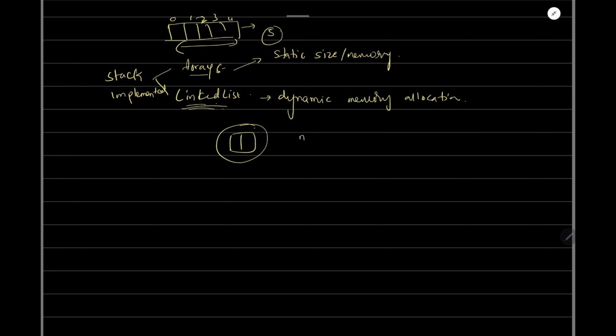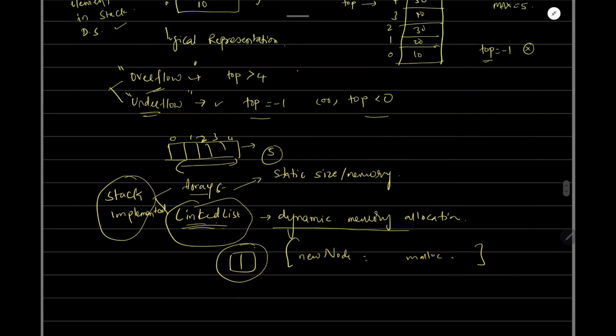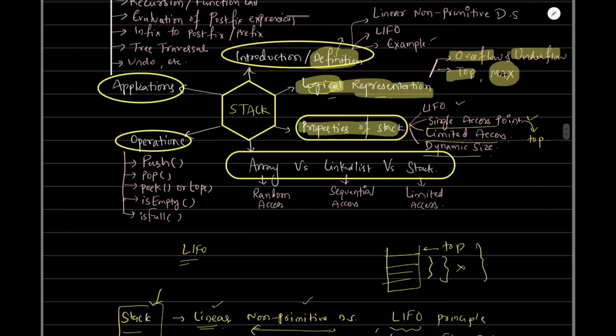So how can we add? Basically we will be using new node equal to, with the malloc function, which we have already seen in the linked list class. So by using the linked list we can have the dynamic memory allocation concept, and the stack can also have the dynamic size by using this linked list. By using the array it will have the static size. So this is broadly about the properties of the stack.